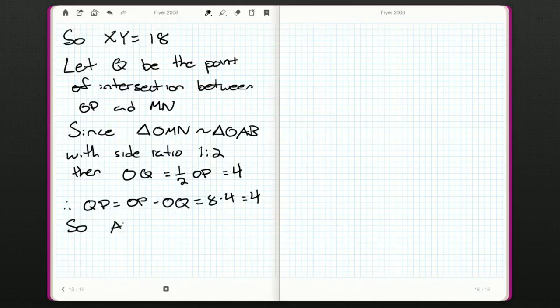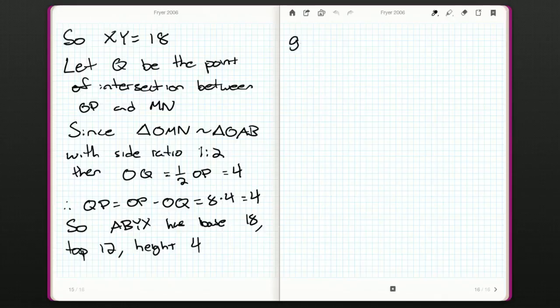And that means that ABYX has base of 18, top 12, and height 4. And that gives us an area of 1/2 times 4 times 12 plus 18. So that's going to be 2 times 30. So it's going to be 60.